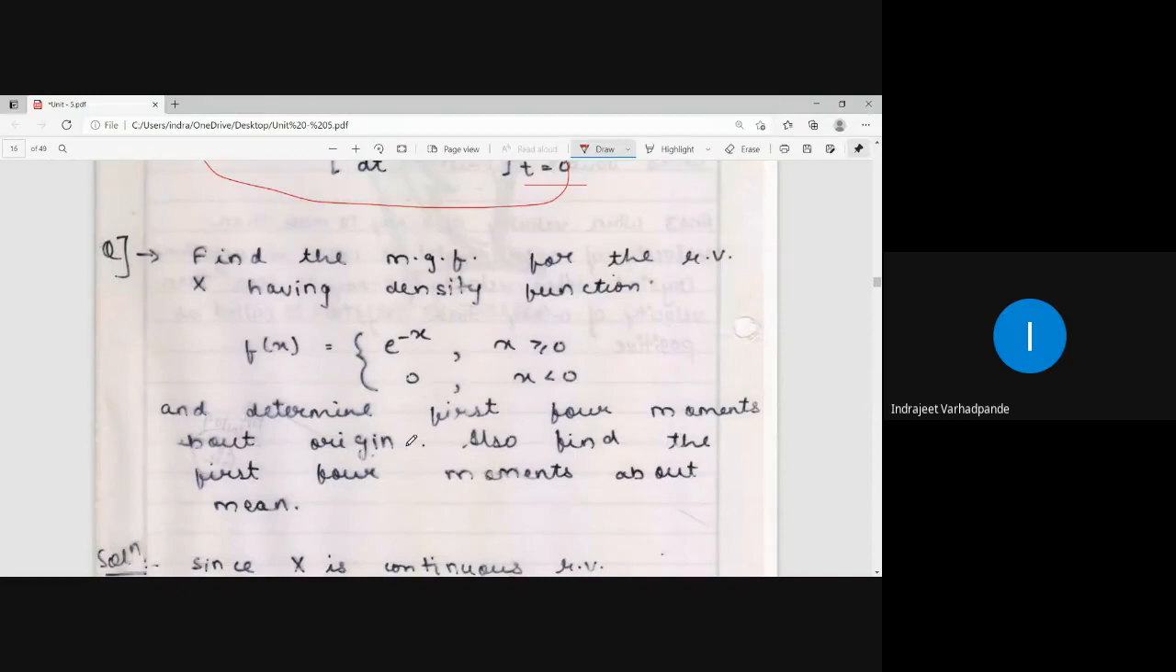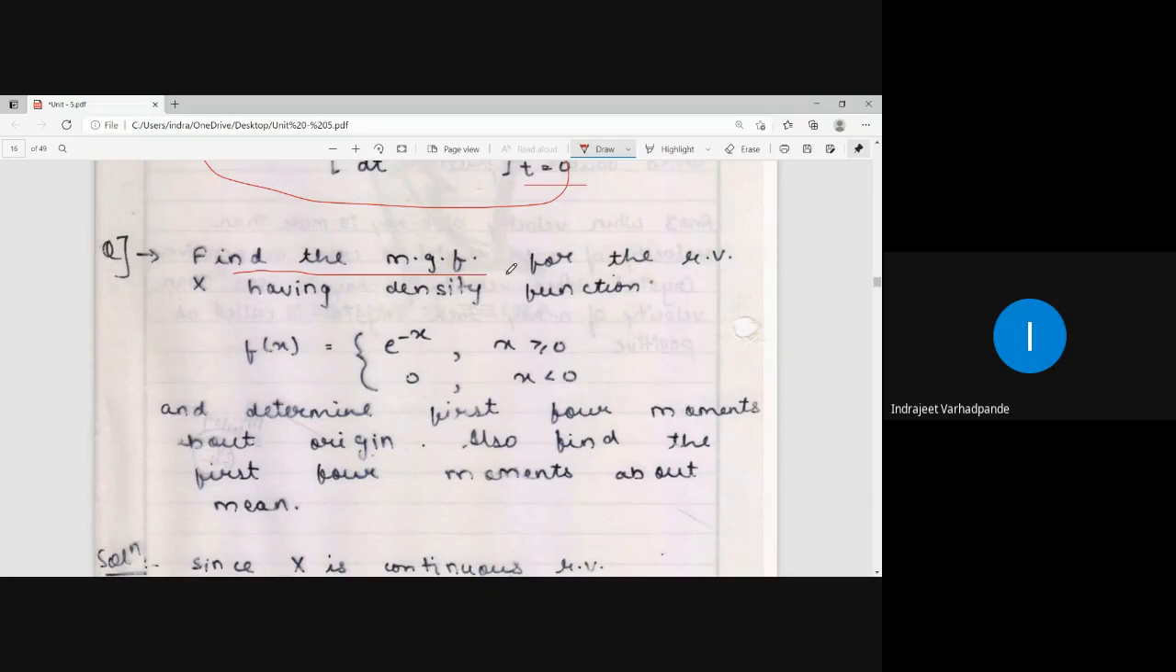For moments about origin, moments about mean. After the brief introduction of moments about mean and moments about origin, we discussed the definition of the moment generating function. Now it's time to apply all those, and we solve the first example related to the moment generating function.